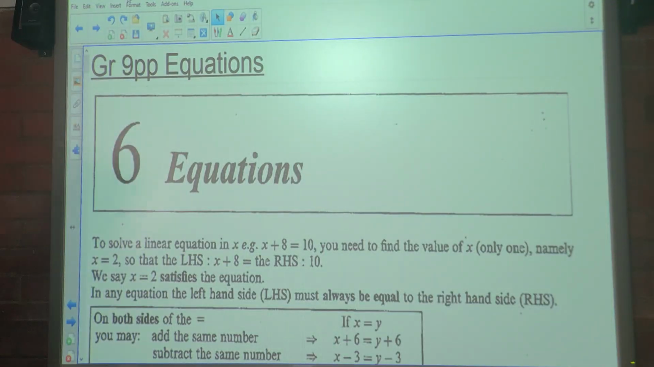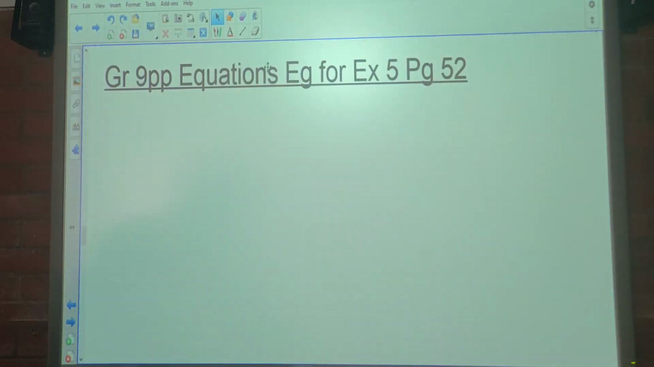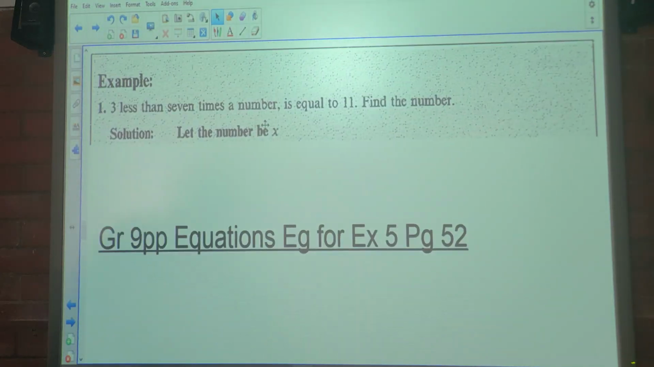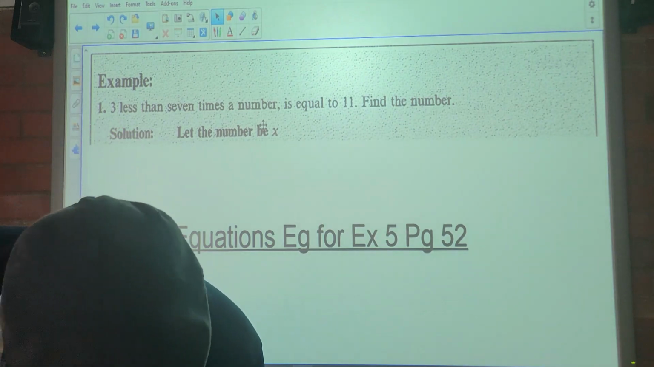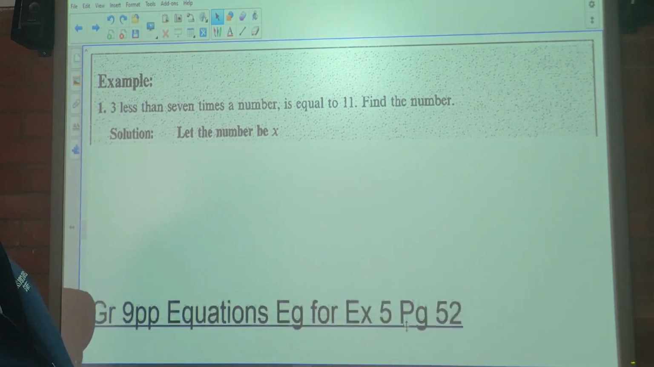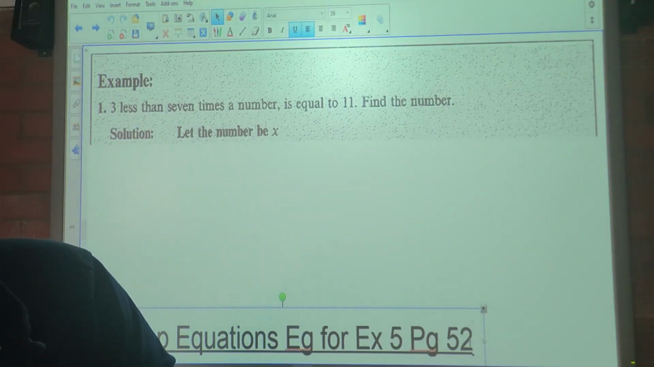Right, so at this point we're looking at equations. We did the introduction now, so let's do the sums itself. The first example is on page 52. The exercise is on page 54.